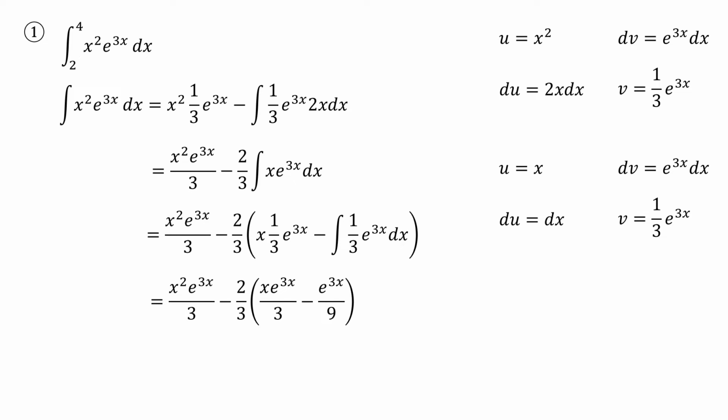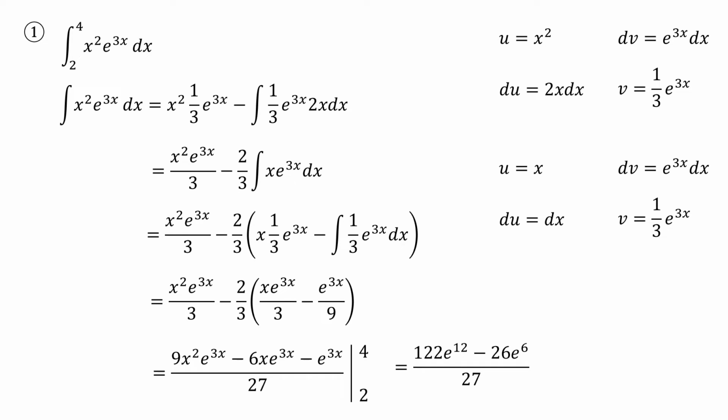And of course, there's a common denominator of 27. Right, 3 times 9 is 27, so I'm going to rewrite everything with a common denominator of 27. Alter all the numerators as necessary. And then we need to evaluate it at 4 and 2. Obviously, I'm a little bit short on space, and if I do that, I'll get 122 e to the 12th minus 26 e to the 6th over 27.